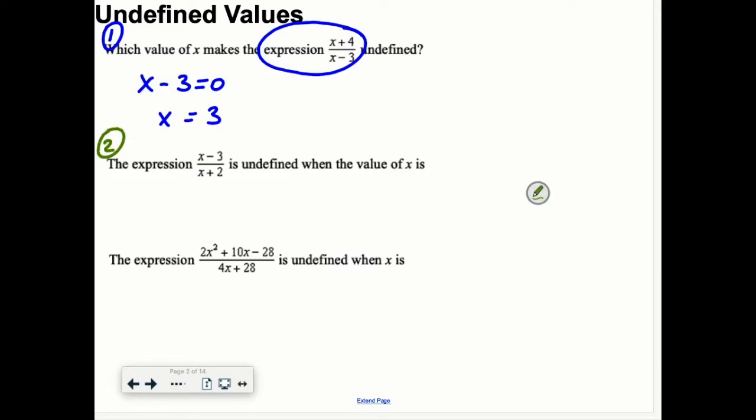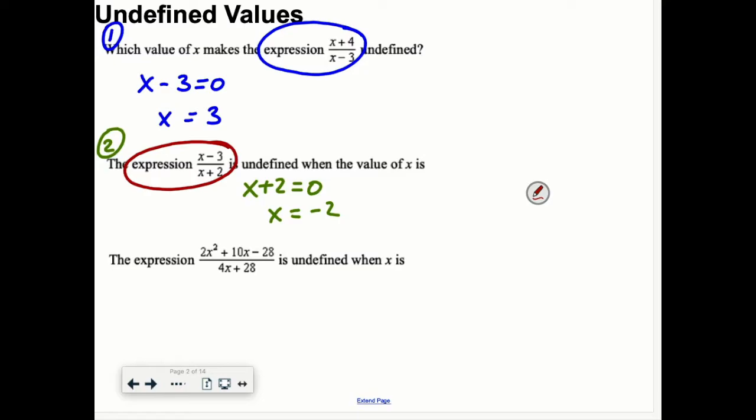The expression x minus 3 over x plus 2 is undefined when the value of x is, same deal. I set my denominator equal to 0. I solve out. And I'm done. That x equals negative 2 is the value of x which makes the expression x minus 3 over x plus 2 undefined.